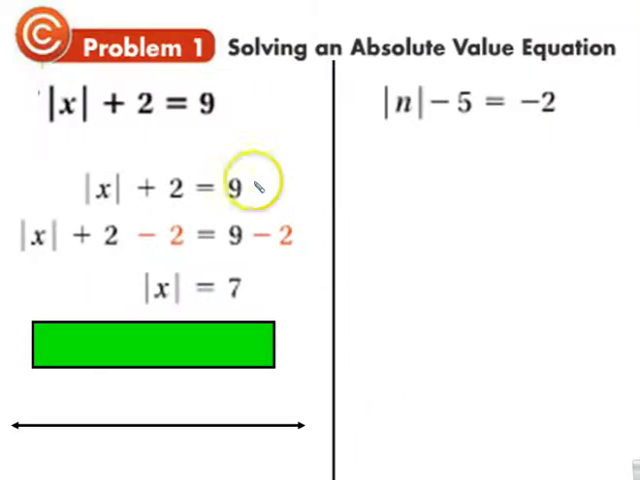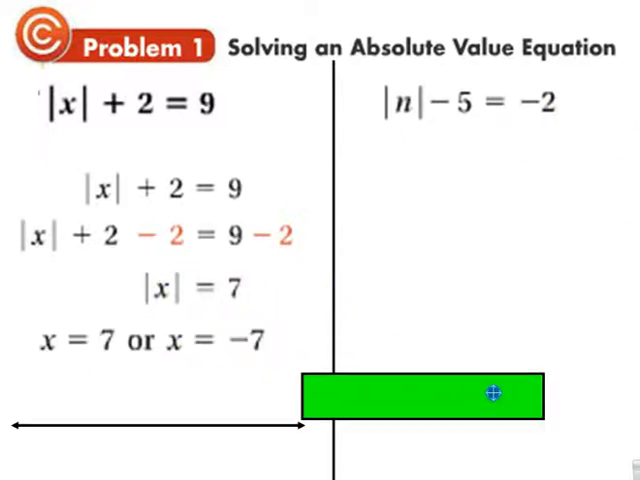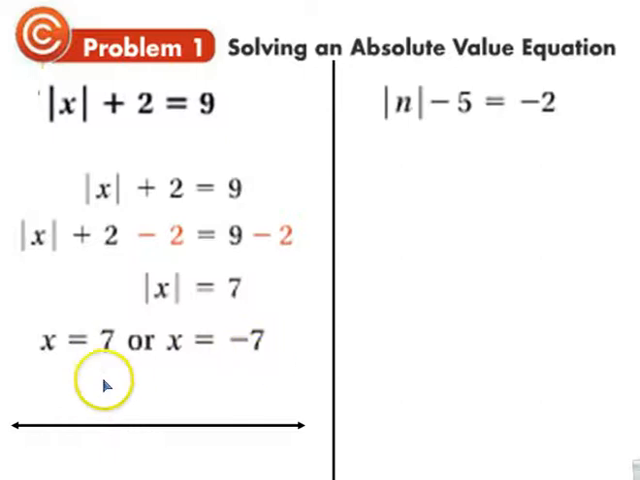So let me show you what I'm talking about. Okay, so the first thing is we recognize that the absolute value is together with a plus 2. So we need to get rid of the plus 2. So we subtract 2. That leaves us with the absolute value of x is equal to 7. Remember, the absolute value is a distance of a number from 0. Okay, so what two numbers are 7 units away from 0? Positive and negative 7. So we're going to graph it by putting a 7 and a negative 7, and then we put a dot on each.